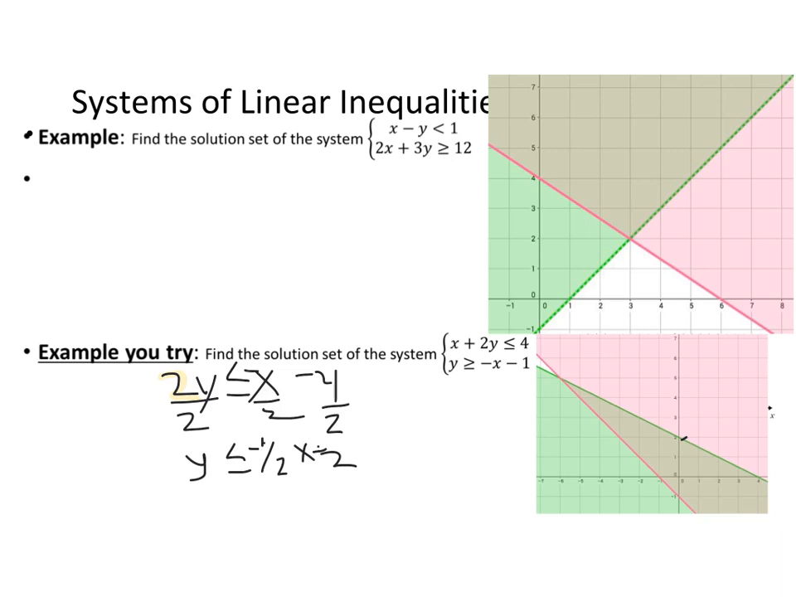Okay. So we're going to go down 1 and right 2, put some dots. Up 1 and left 2. And because it's less than or equal to, it is a solid line. The pink line is already in slope-intercept form. So notice we have a y-intercept of -1, slope is -1, so I can go up and left.